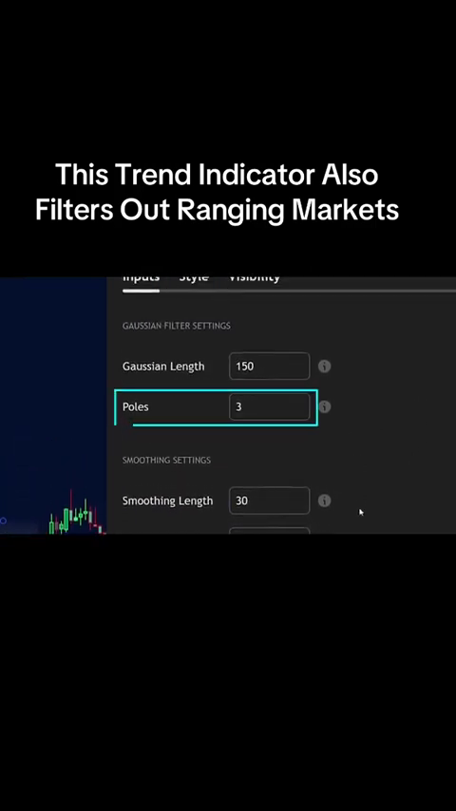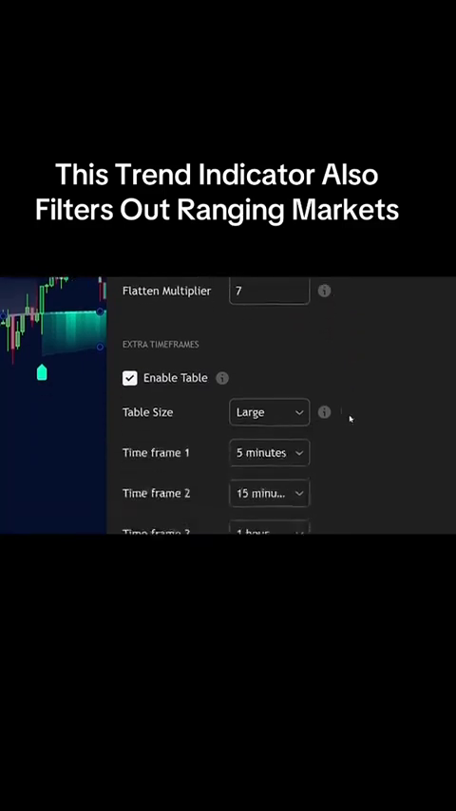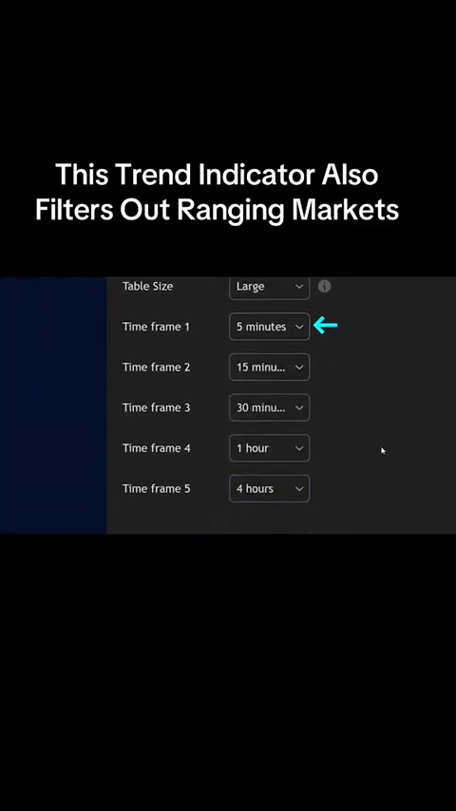Leave the poles setting at default, but you might want to adjust the flattening multiplier based on market volatility. Higher for choppy markets, lower for clean trends. For time frames, I recommend setting these to 5 minutes, 15 minutes, 30 minutes, 1 hour, and 4 hours.